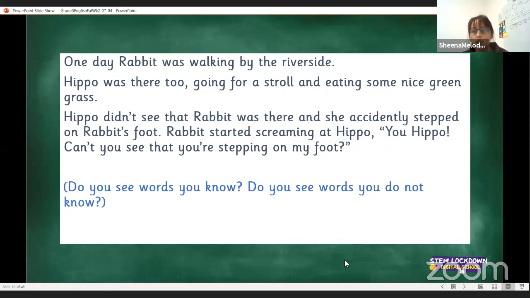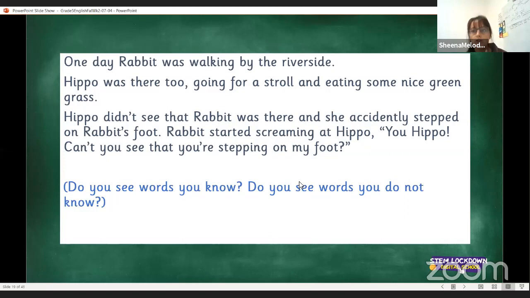Okay, so I'm going to read the story to you. So listen very carefully. One day Rabbit was walking by the riverside. Hippo was there too, going for a stroll and eating some nice green grass. Hippo didn't see that Rabbit was there, and she accidentally stepped on Rabbit's foot. Rabbit started screaming at Hippo, "You, Hippo, can't you see that you're stepping on my foot?"